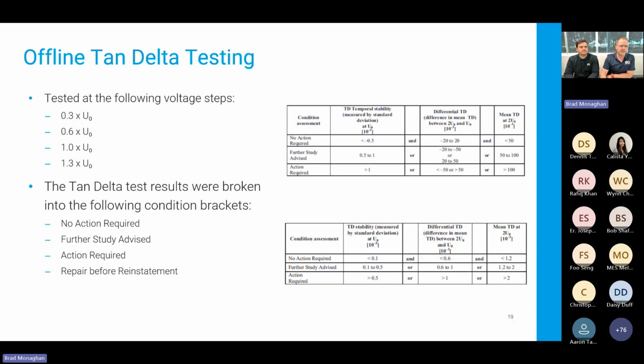Then we did offline tan delta testing. So for each of these, we ran that at 4 different voltage levels. That's 0.3, 0.6, 1, and 1.3 times your phase to ground volts. We used the standards from IEEE 400.3 to classify them, whether it was paper or plastic. And at the end there, for the CBRM, we classified them into those 4 condition brackets, which is no action required, further study advised, action required, or repair before replacement.